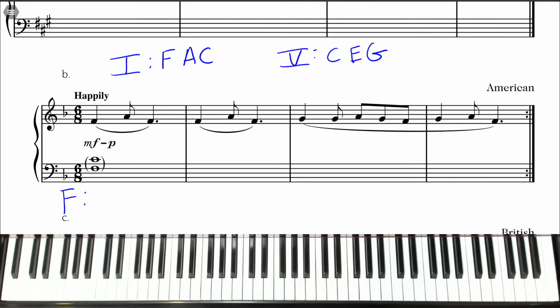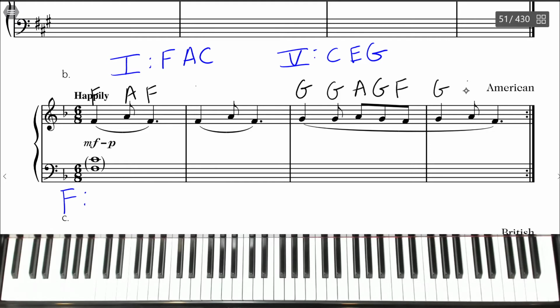Next, I'm going to write in the notes for the actual right hand melody. We have the notes F, A, F. Second measure is exactly the same thing. Third measure is G, G, A, G, F. And the final measure is G, A, F.